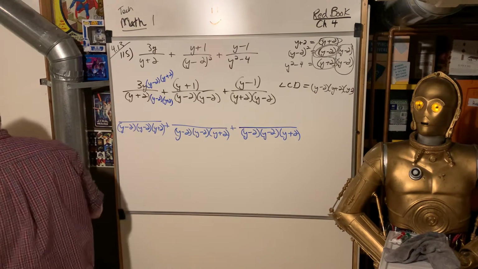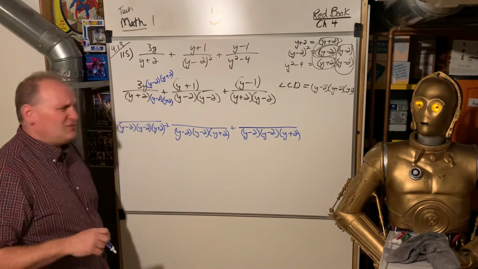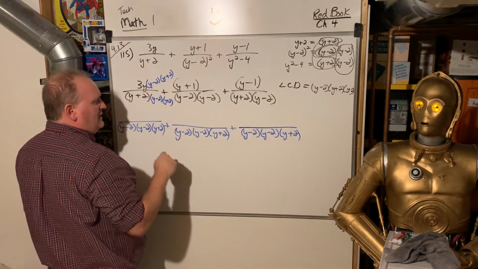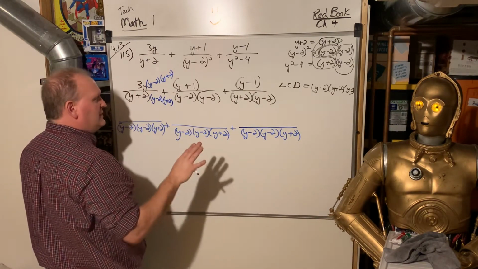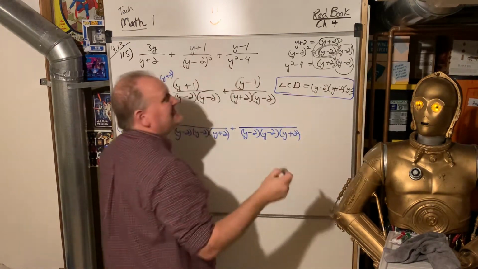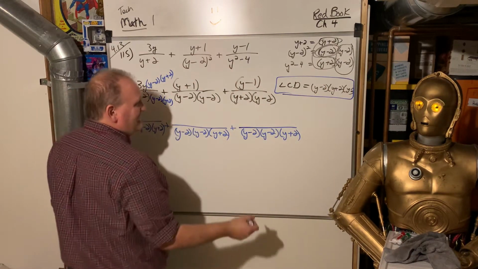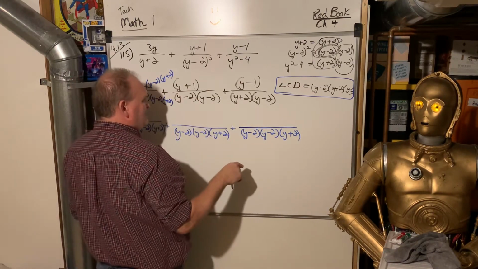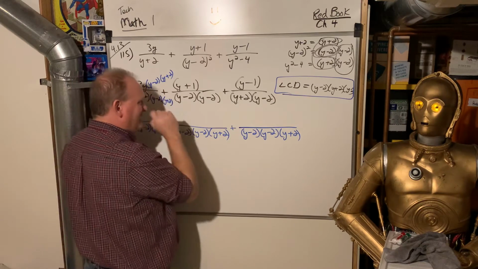Oh wait, they don't want us to actually add it. I was like, wow, this is a really hard problem. Because we'd have to multiply all that out and then multiply in the 3y. Look, they just wanted the LCD. So I should have stopped right here. This was it. If we were going to continue on to add these, I'll show you what that looks like, but I'm not going to actually add them up because this multiplying would be a mess.